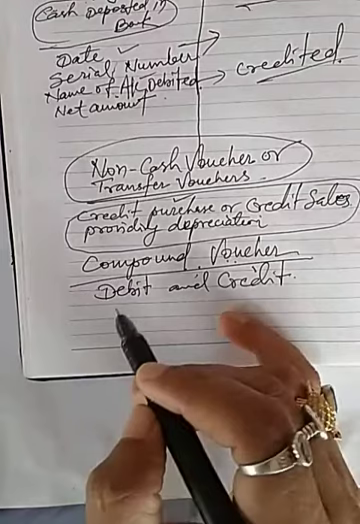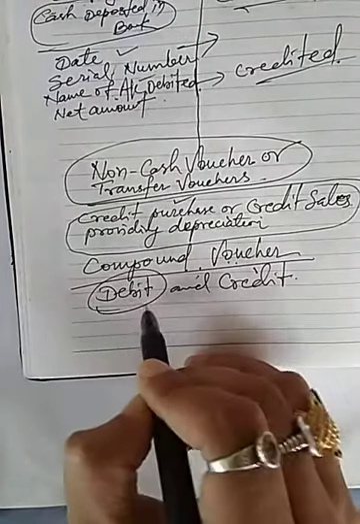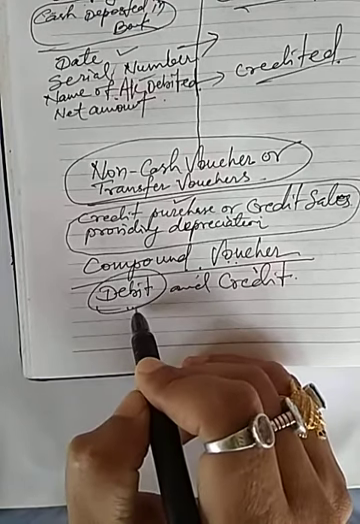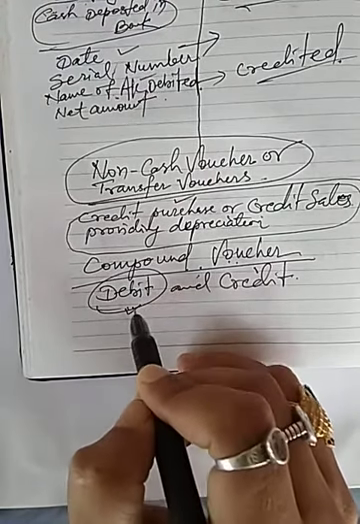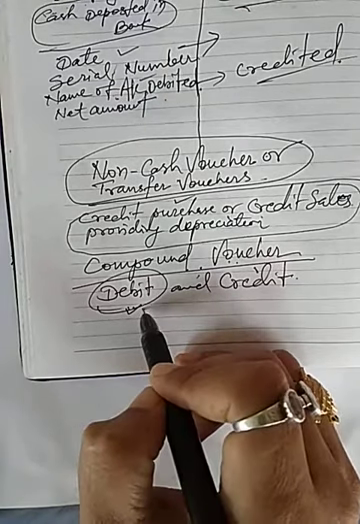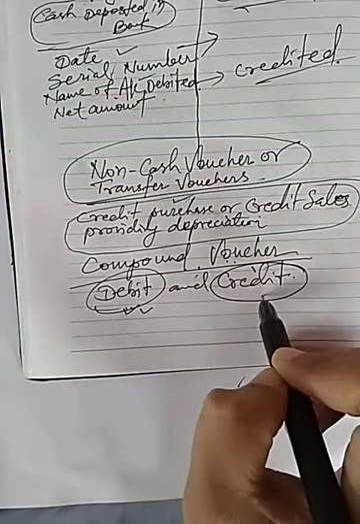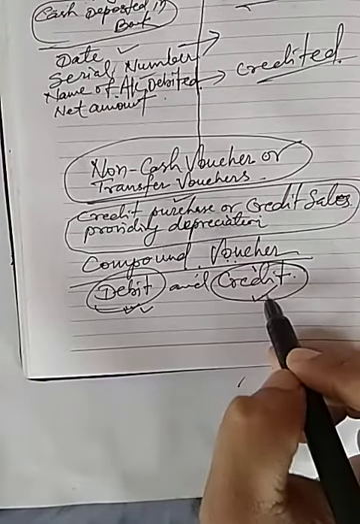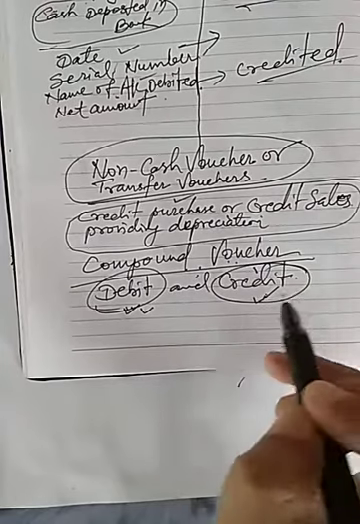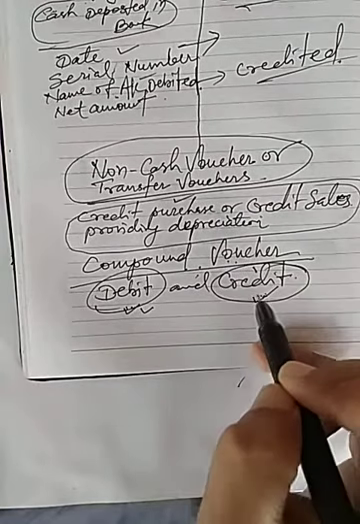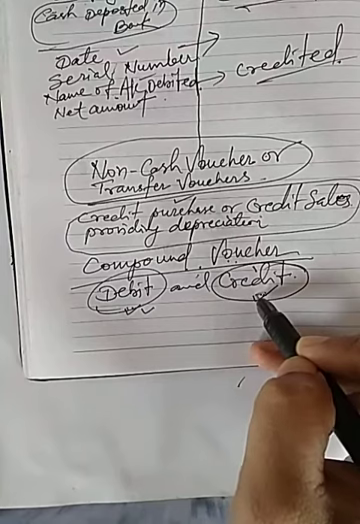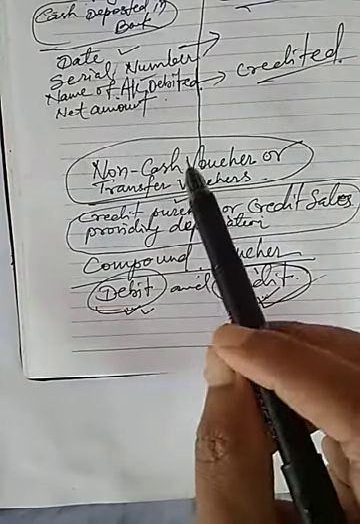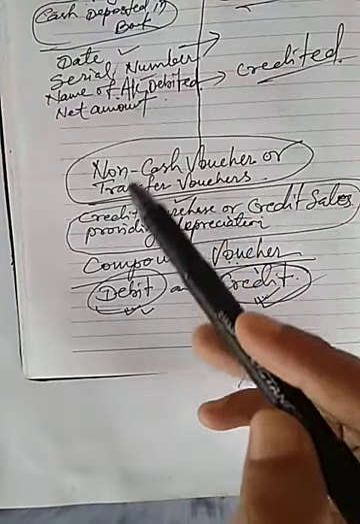A debit voucher is a document showing a transaction that contains multiple debits and one credit. But a credit voucher is a document showing a transaction that contains multiple credits and one debit. So this was the origin of transactions.